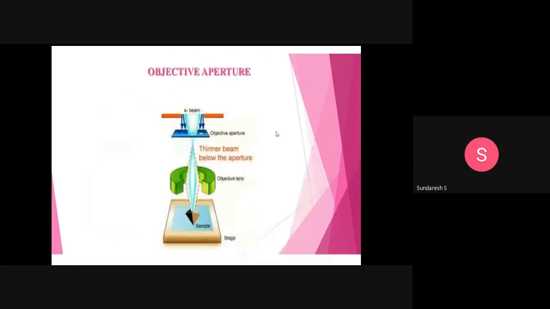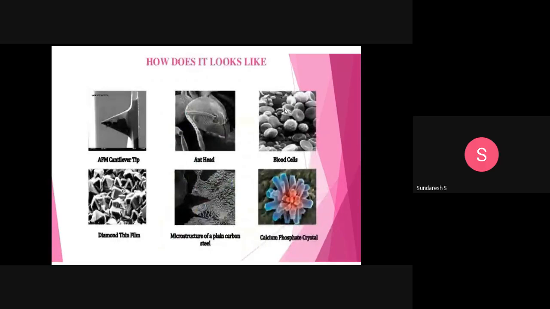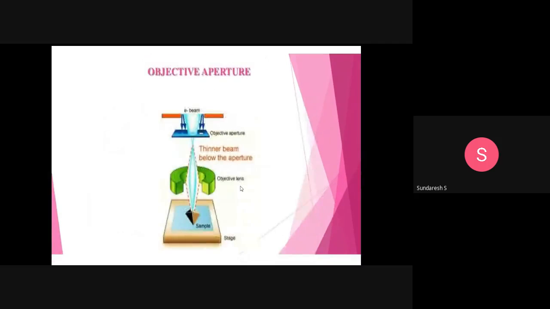Blood cells, what we are getting. Diamond thin films, microstructure of plain carbon steel, calcium phosphate crystal. So these are all the images you have got from the SEM. Okay, and this is the objective aperture. I don't want to discuss it.